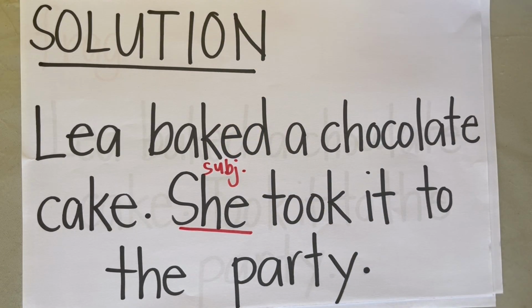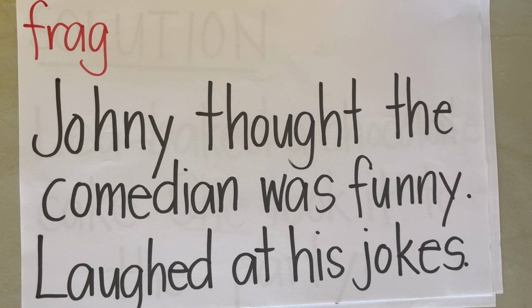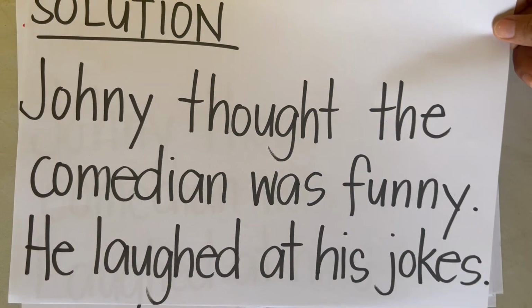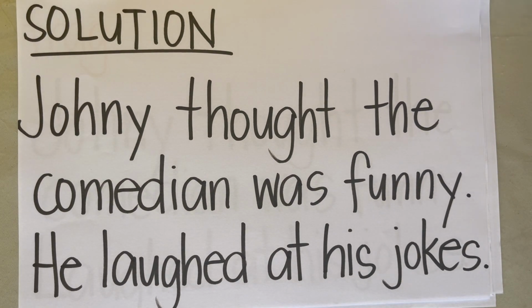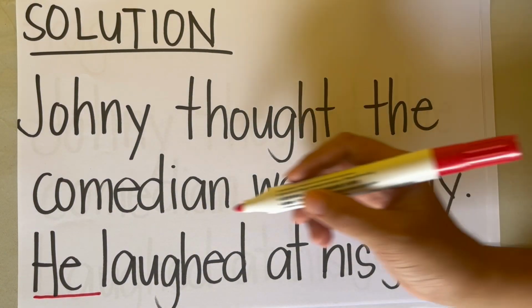Another example is in sentence 2. The fragment goes like this: "Johnny thought the comedian was funny, laughed at his jokes." As you can see, the second sentence lacks a subject. It makes the sentence vague. Here is the solution. "Johnny thought the comedian was funny. He laughed at his jokes."